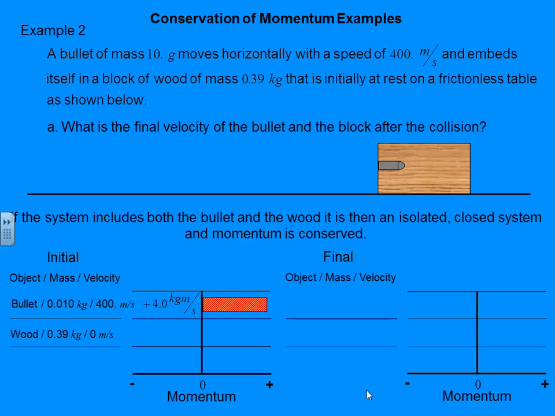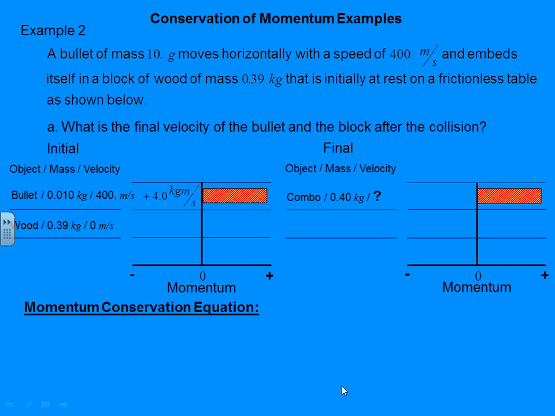So we can clearly see from the momentum bar graph that we have an initial momentum of 4 kilogram meters per second. And that means we must have a final momentum of 4 kilogram meters per second. But now we have the combo, which has a mass of 0.40 kilograms, 0.01 plus 0.39, and has an unknown velocity. So it must have a velocity which would give us the 4 kilogram meter per second momentum. We could quickly figure that out, or again, we could write out the equation.